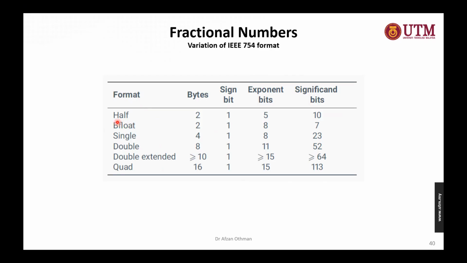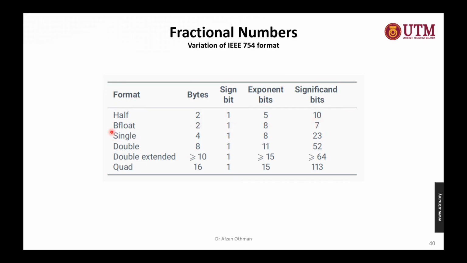The first one is half. Half is only 2 bytes, where 1 bit is for the sign, 5 bits are for the exponent, and the significand, or mantissa, is 10 bits. For the bfloat, also 2 bytes, you can see that the exponent is bigger compared to the mantissa.